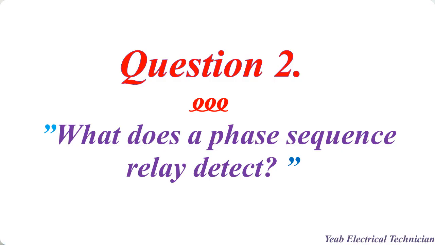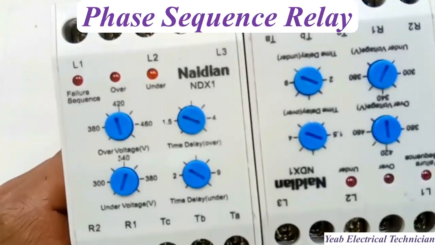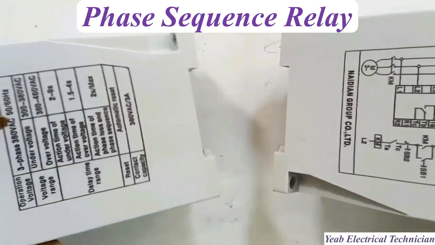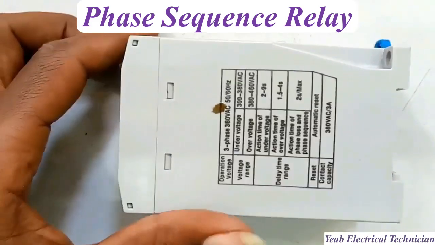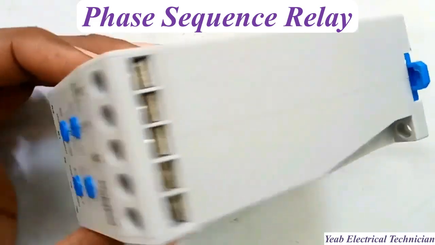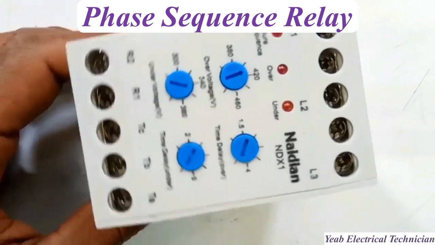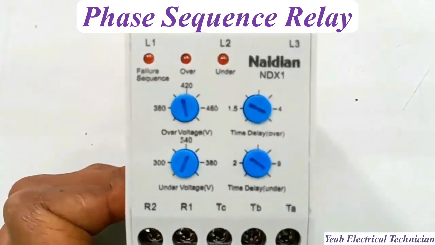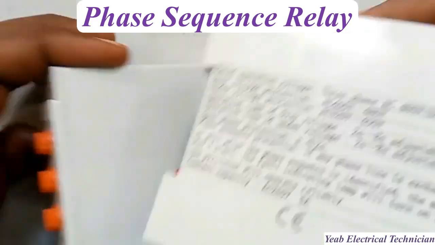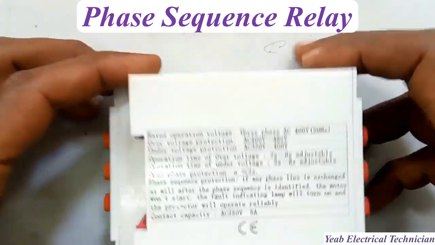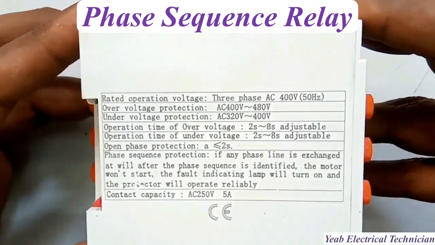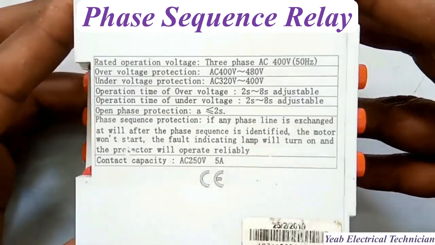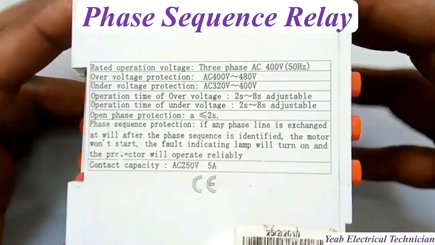The second question, what does a phase sequence relay detect? A phase sequence relay detects an incorrect phase sequence in a three-phase power supply, which can cause a motor to run in the wrong direction. It also monitors for phase loss, a failure in one or more phases, and phase imbalance, which is unequal voltage levels between the phases, to protect equipment from damage.